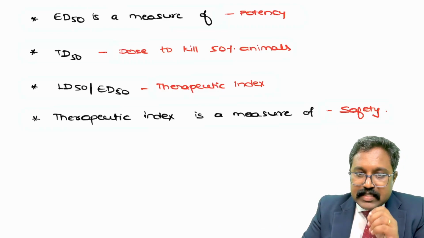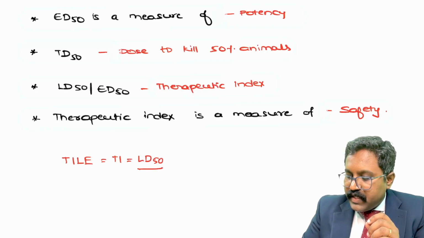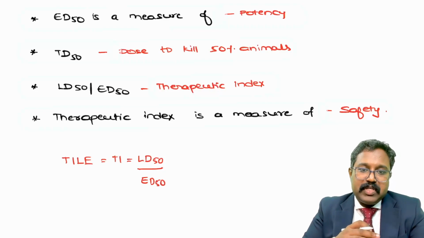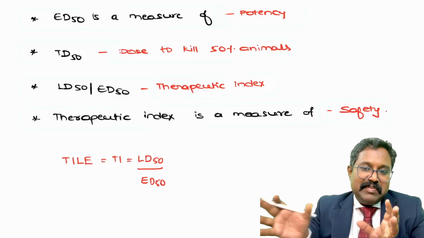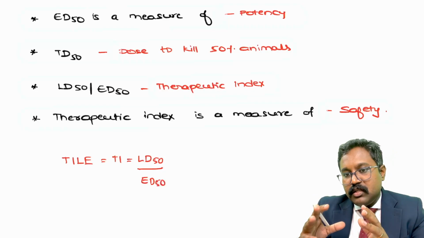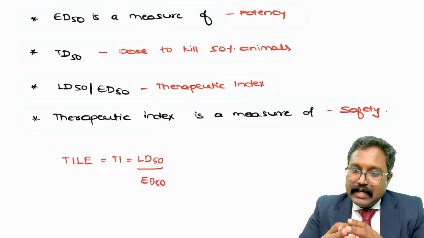For this, a simple mnemonic is you can remember it as TILE, TILE. TI stands for therapeutic index. The next L stands for lethal dose, 50%. Next, divided by effective dose, 50%. The lethal dose will be the maximum dose at which the person is going to experience side effects clinically. The effective dose is the minimum dose at which it is going to produce the beneficial response.